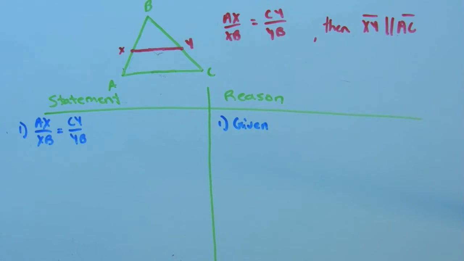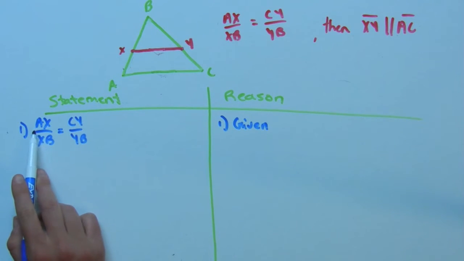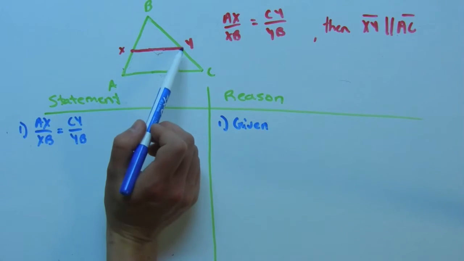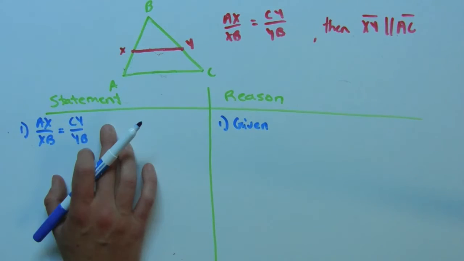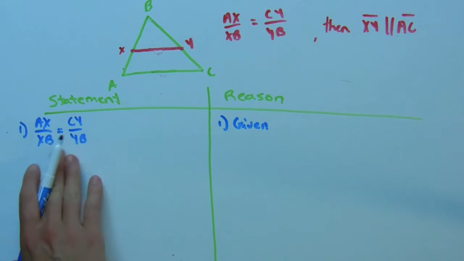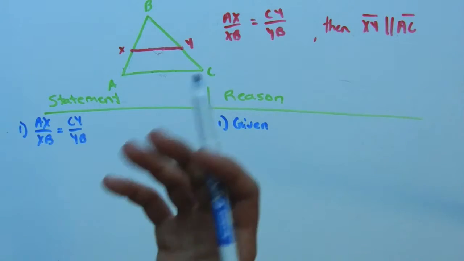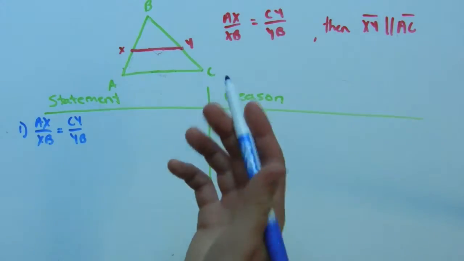We're given that X intersects AB, Y intersects CB, and the segments that they create are proportional. AX over XB is equal to CY over YB. Our next step is manipulating this equation. We're just going to add 1 to the left, and if we add 1 to the left, we also have to add 1 to the right. But there's a specific value of 1 that we're going to add.